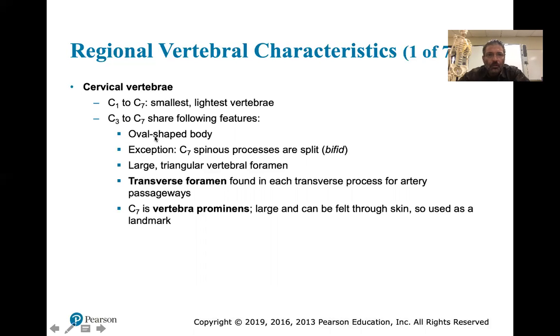So these all have oval-shaped bodies. The exception is C7, whose spinous process is bifid, and that's the protuberant one. And bifid always means two. Like a snake has a bifid tongue, all right? And these will have a large transverse vertebral foramen.